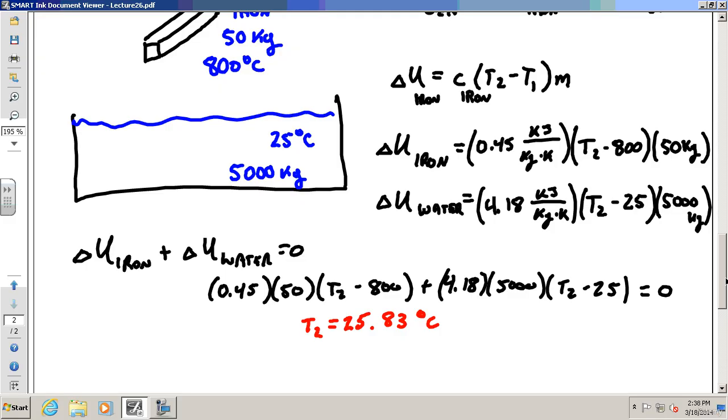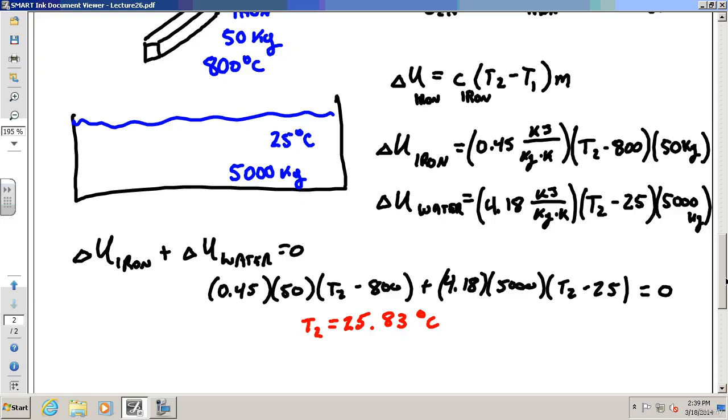Well, you can do it algebraically. You just have to write it all out and solve for T2. It's just algebra. You could do it. If you have trouble, come see me in my office. I'll help you. It's not too hard. So the water heats up a little bit.